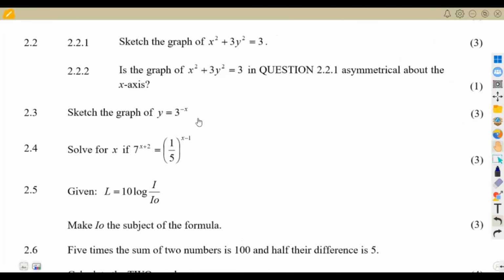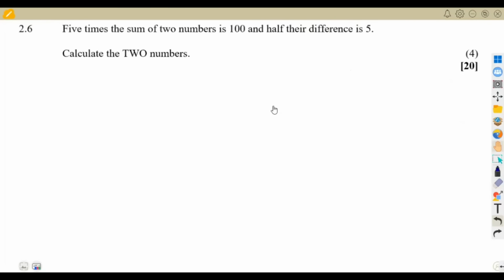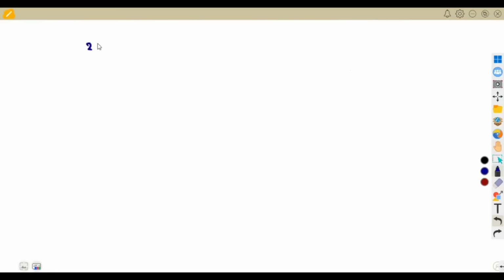All right, 2.2, we are given again to sketch x squared plus 3y squared, which is equal to 3. What type of graph are we actually having in this case? All right, that's 2.21. So let us just try to have it here. So we are given to sketch the graph of x squared plus 3y squared, which is equal to 3 like that. Okay, there is a great confusion that we have in the sketching of this type of graph, which is an ellipse and also a circle. These two, they are similar to each other.